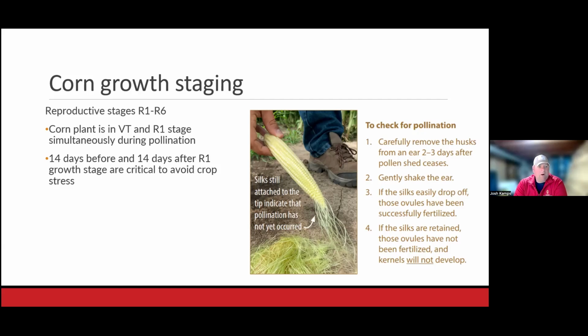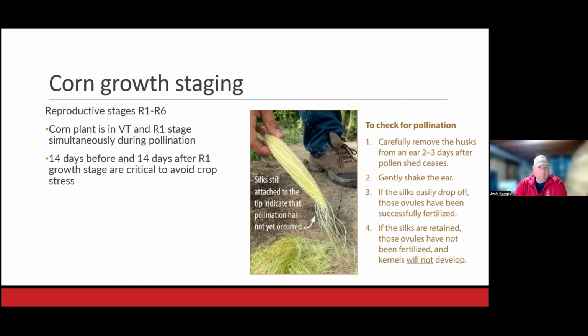Reproductive stages are from R1 to R6. A corn plant actually is in a VT and an R1 stage simultaneously during pollination. All right, the tassel is producing that pollen while we have our ear development in the R1 stage accepting that pollen. And then that really critical stress period of time, 14 days before and 14 days after R1.